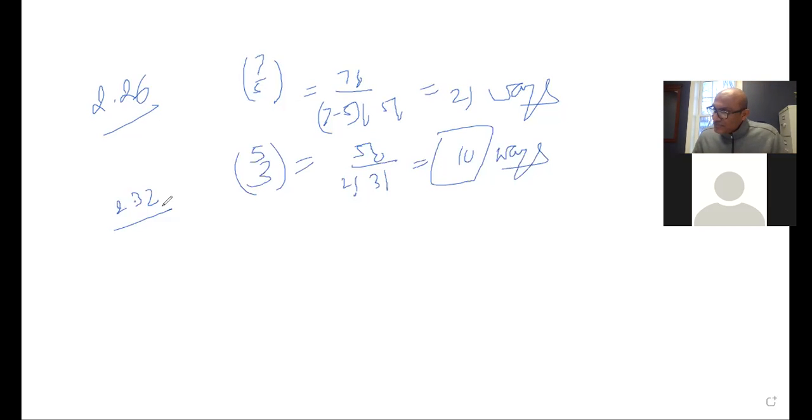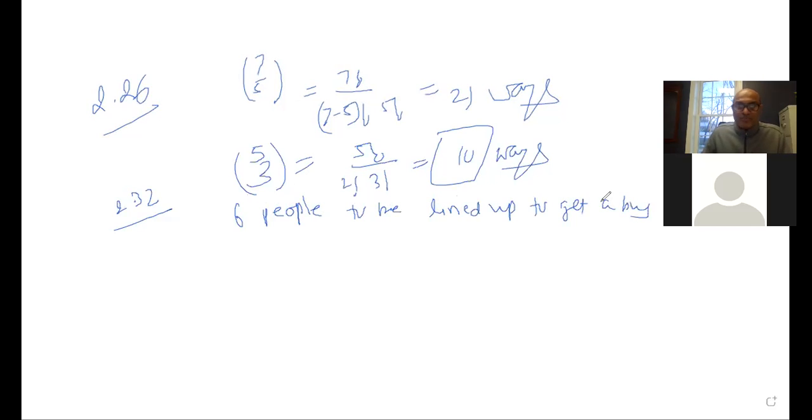It says that in how many ways can 6 people be lined up to get a bus? Now 6 people to be lined up to get a bus. That means how many possibilities are there?